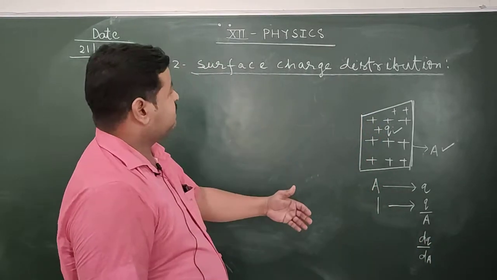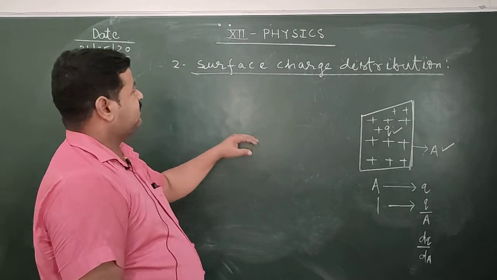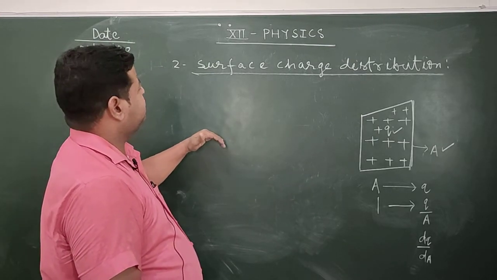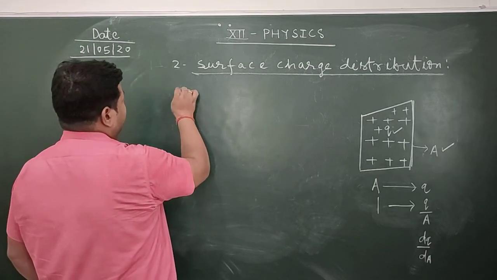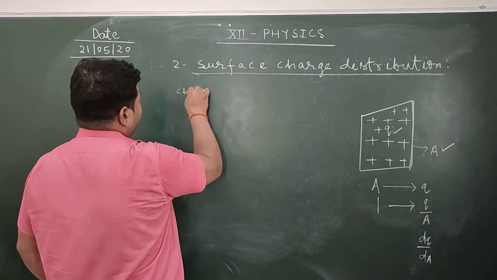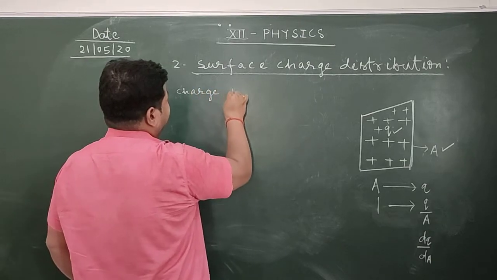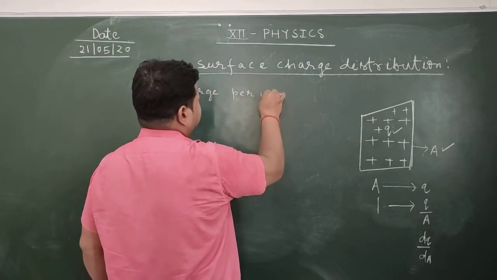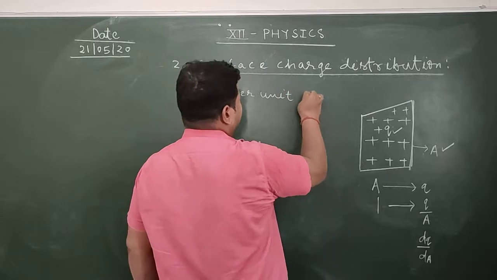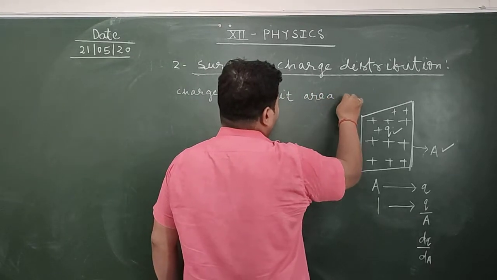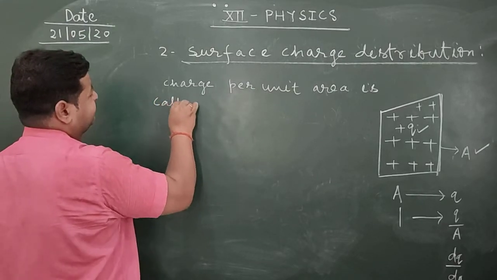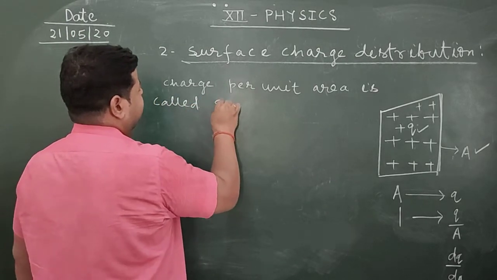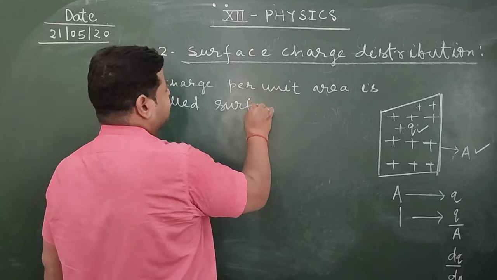So from this topic again I explain another term, that is surface charge density. So here we write the definition: charge per unit area is called surface charge density.